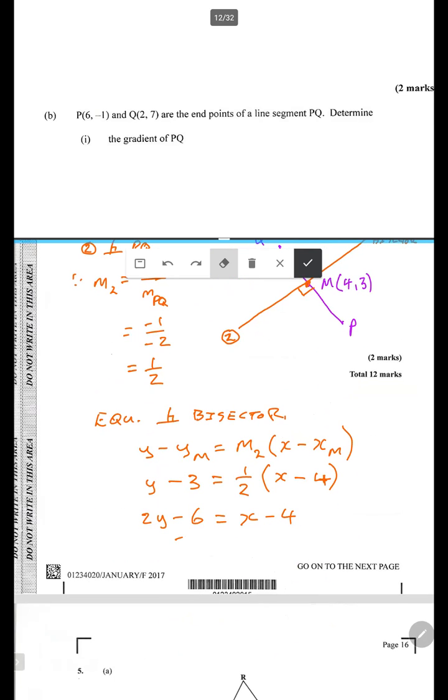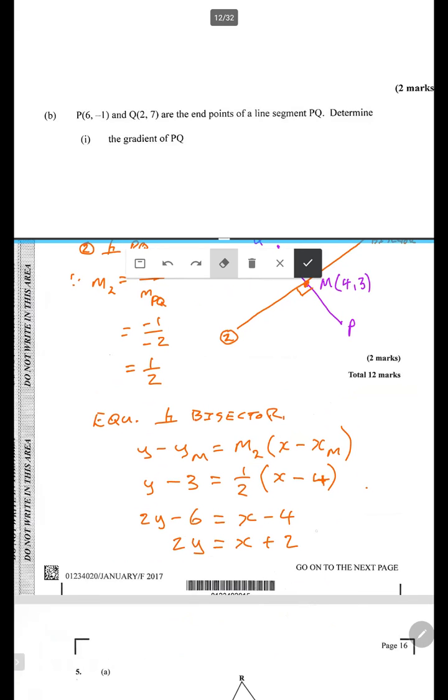So we get 2y equals x plus 2. But when the 6 comes over here, it becomes a positive 6. All right, so the plus 6 minus 4 is positive 2. Basically, that is the equation of that perpendicular bisector: 2y equals x plus 2.